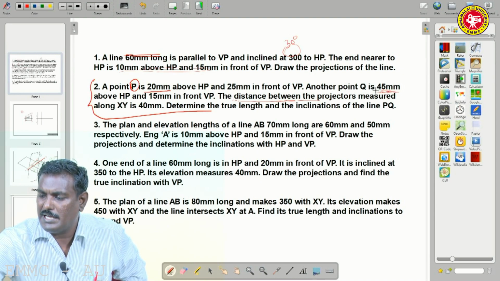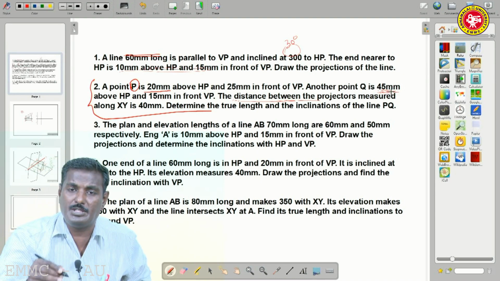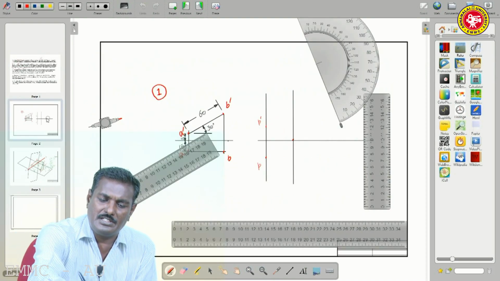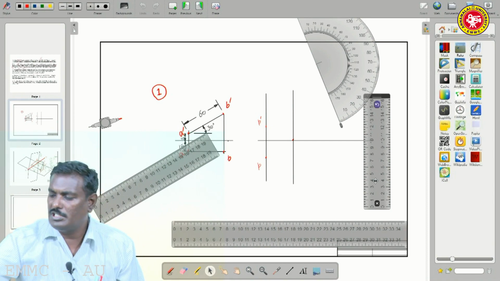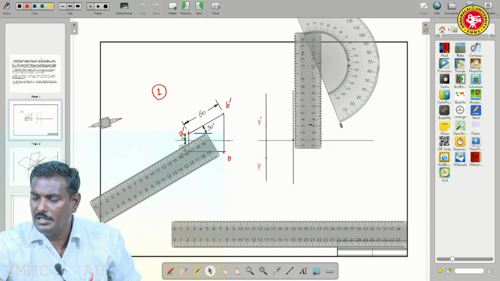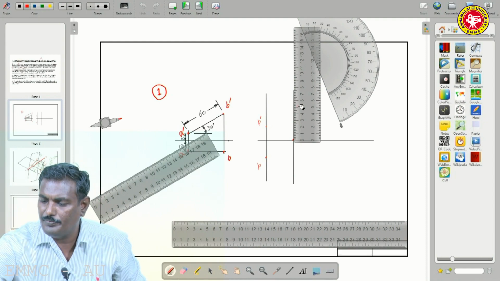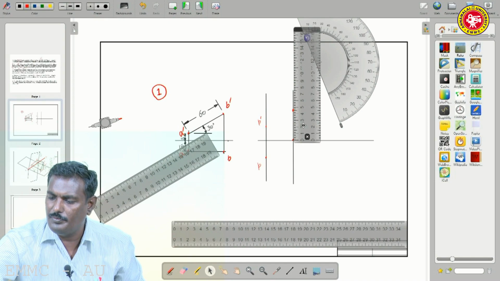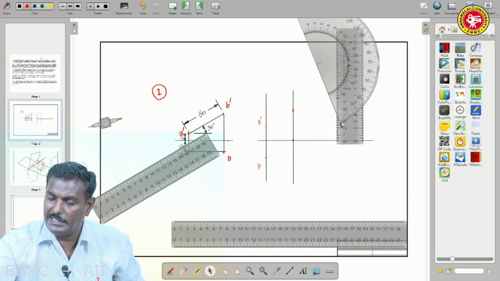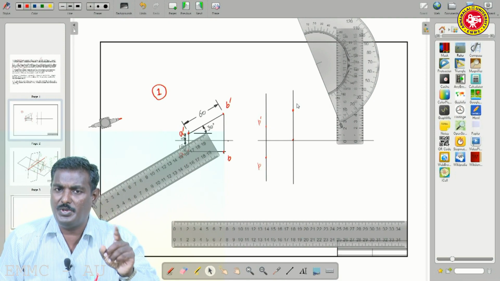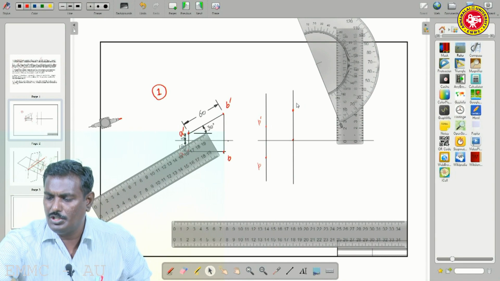Another point capital Q is 45 mm above HP. So, above the reference line, 45 mm from this reference. So, measure 45 mm, that is capital Q. Above means with respect to HP, that is the elevation. So, Q dash.